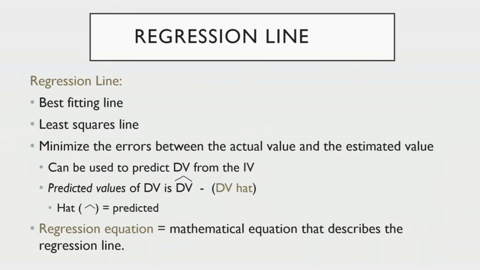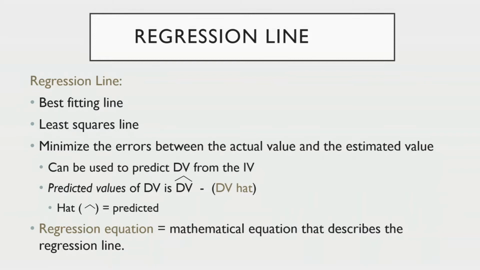We use a regression line when we're running a regression. This line is the best fitting line, also known as the least squares line. It's drawn through the middle of the data in such a way that it results in the least amount of error between the actual value and the estimated value. I'm going to show you a picture of this in a second, but it's the closest to as many points as it can get. This regression line gives us a regression equation, and we can use it to predict the dependent variable from the independent variable.